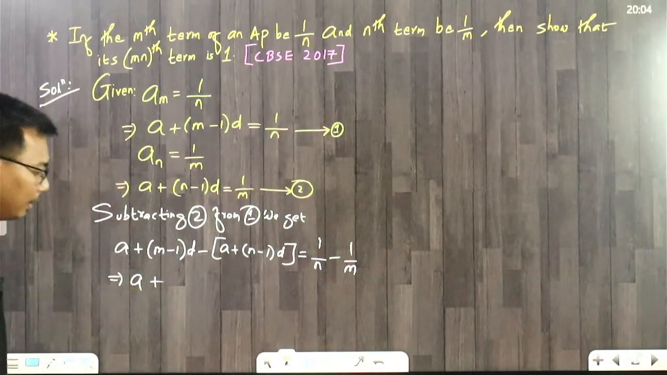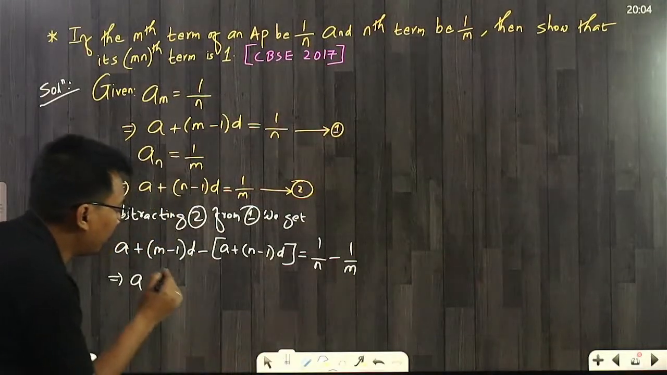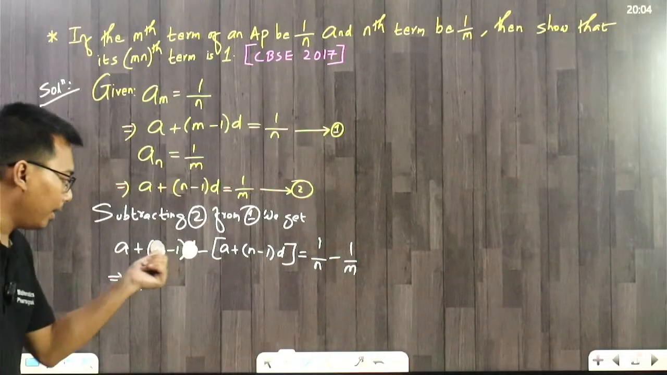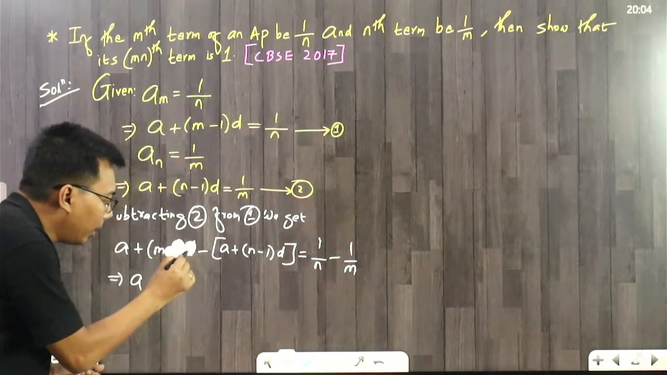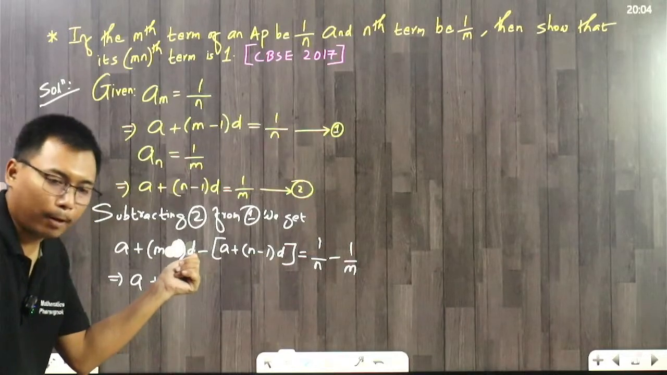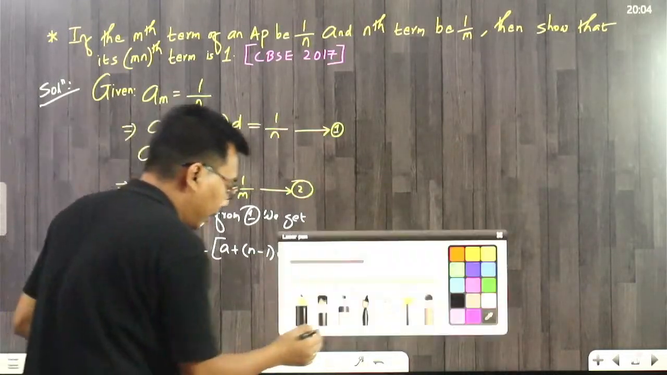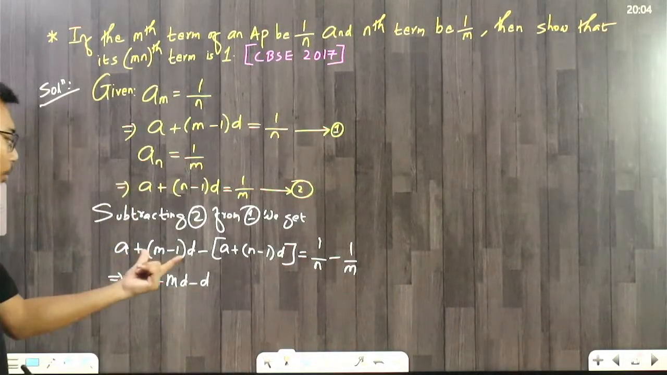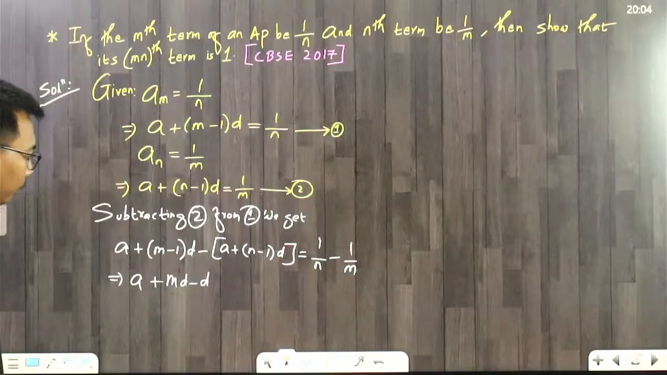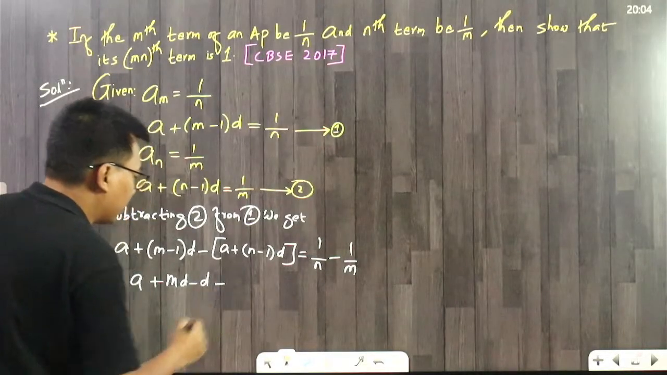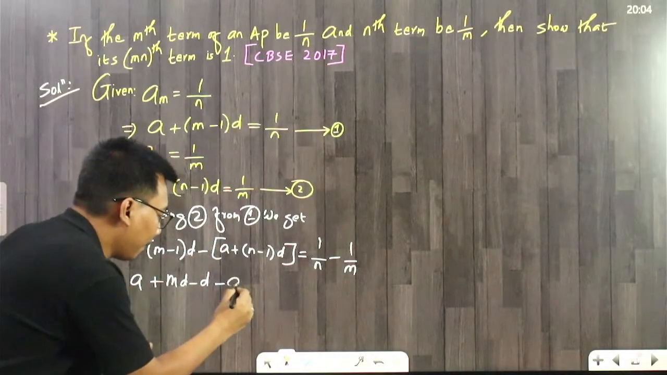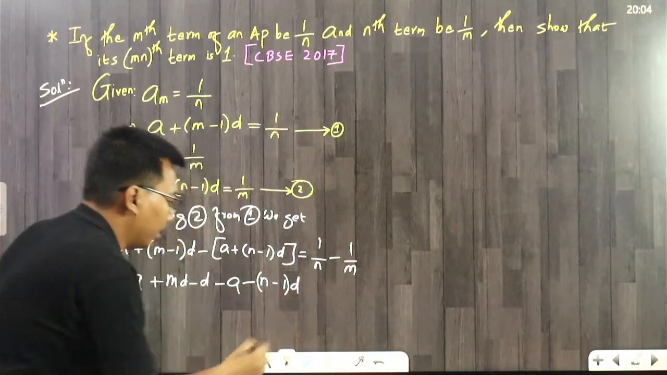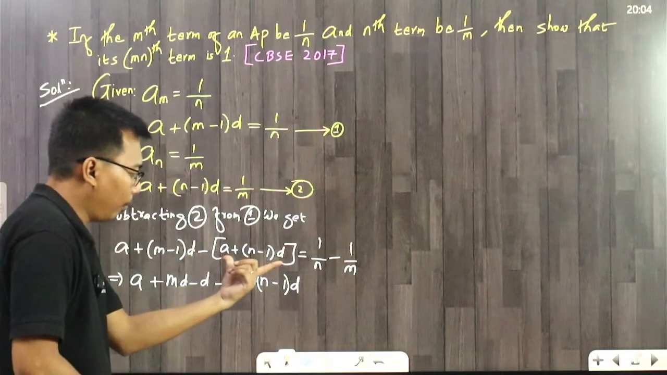See this properly. A plus m into d. M into d, how much will I get? md. Similarly, minus 1 into d, I'll get d. So we'll write here md minus d. We are breaking this. Minus a, minus into plus, minus n minus 1 d. All right, we broke the bracket.